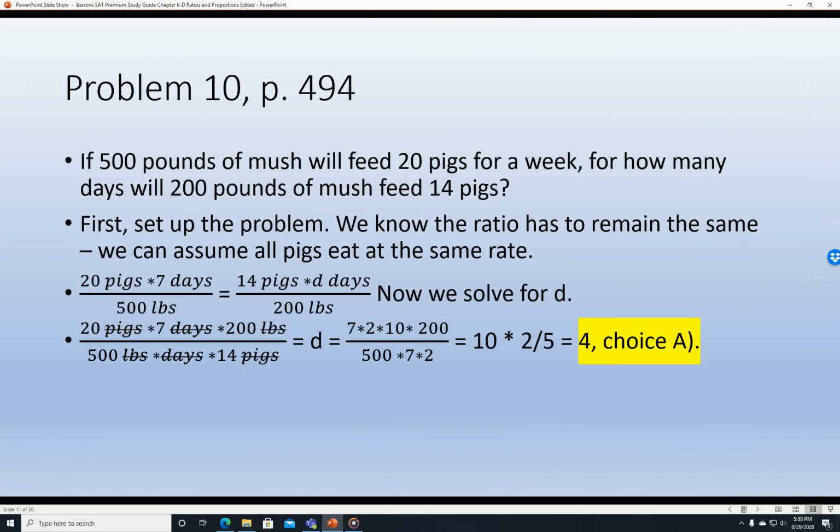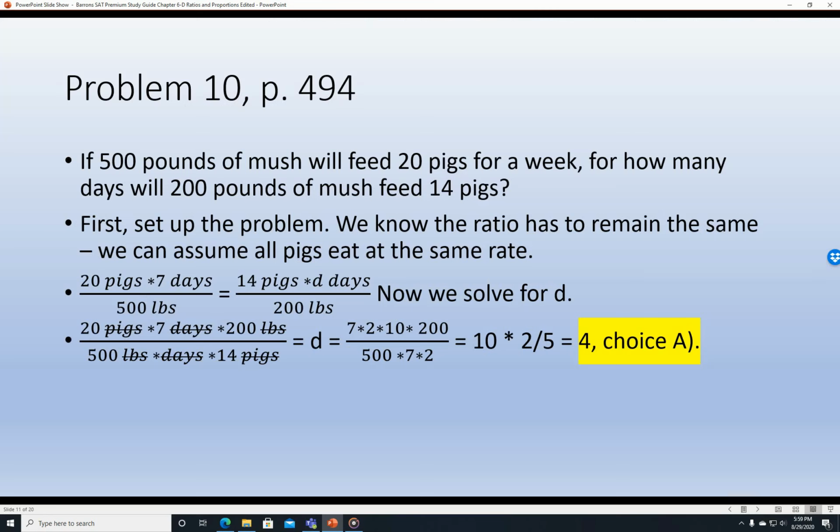Problem number 10, page 494. If 500 pounds of mush will feed 20 pigs for a week, for how many days will 200 pounds of mush feed 14 pigs? First, you want to set up the problem. We know the ratio has to remain the same. We can assume that all the pigs eat at the same rate, even though we know that's not necessarily true.